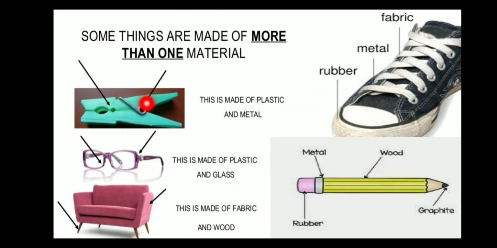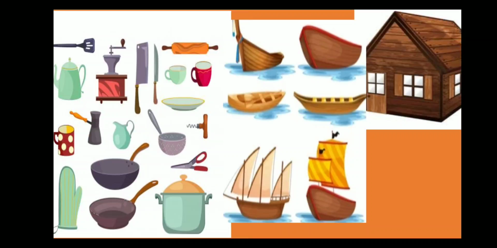Like this cloth clip is made from plastic and metal. Spectacle is made from plastic and glass. Sofa is made from fabric and wood. Shoe is made from rubber, metal, fabric. Then pencil is made from wood, graphite, rubber, metal. Okay? So there are so many materials around us and each material has different uses.